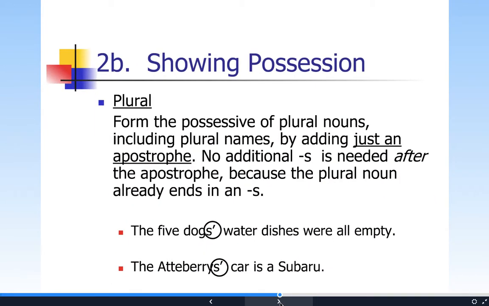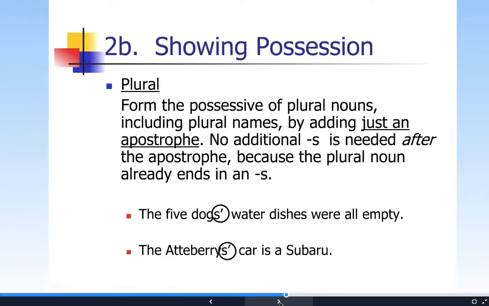Plural. Form the possessive of plural nouns, including plural names, by adding just an apostrophe. No additional S is needed after the apostrophe because the plural noun already ends in an S. The 5 dogs' water dishes were all empty. Dogs ends in S because it's plural, not because it's like class. Class, there was only one. Dogs, it's plural, so we just add the apostrophe, not the S.